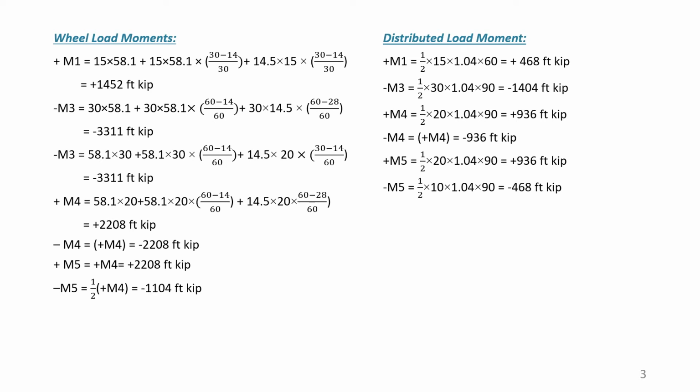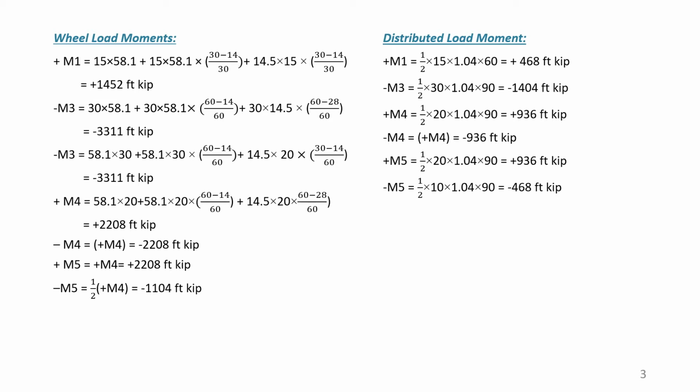Wheel load moment and distributed load. We have separated this wheel load moment and the distributed load moment. For M1, that means when we want to know the moment at the point 1, at the center of the simply supported span, then we have to put 15 as the ordinate and 58.1 as the load, plus 15 as the ordinate, 58.1 as the load, and the ordinate of 15 will be reduced, and that reduced value will be 30 minus 14 divided by 30.